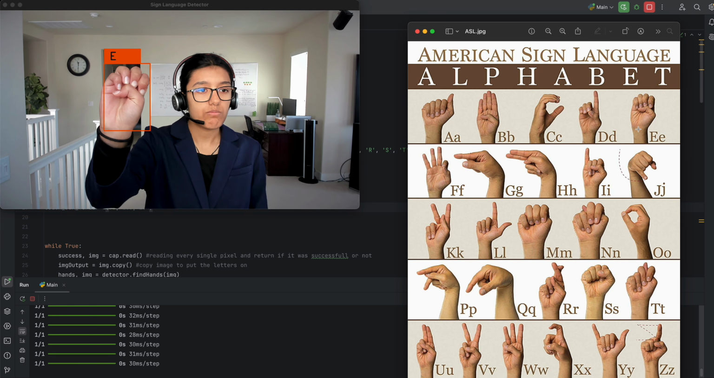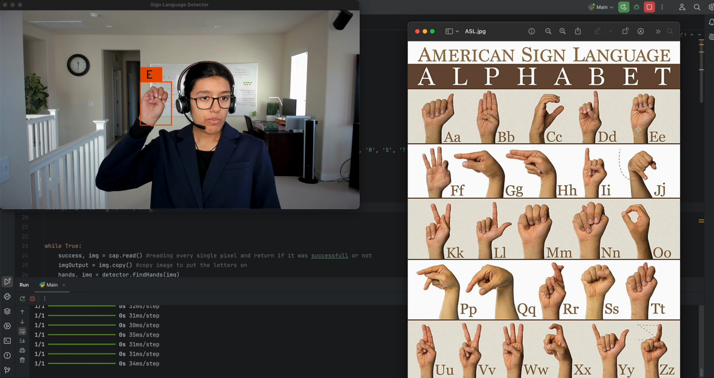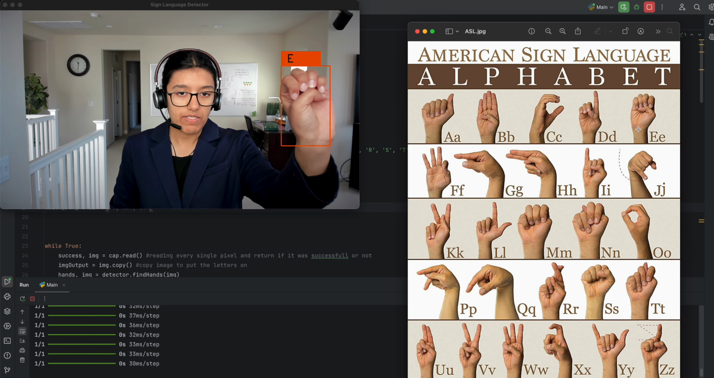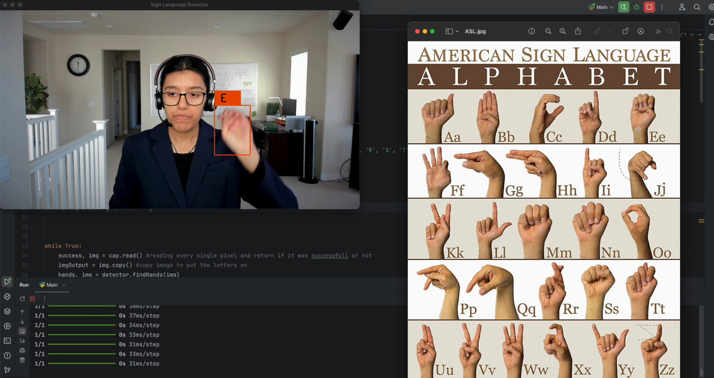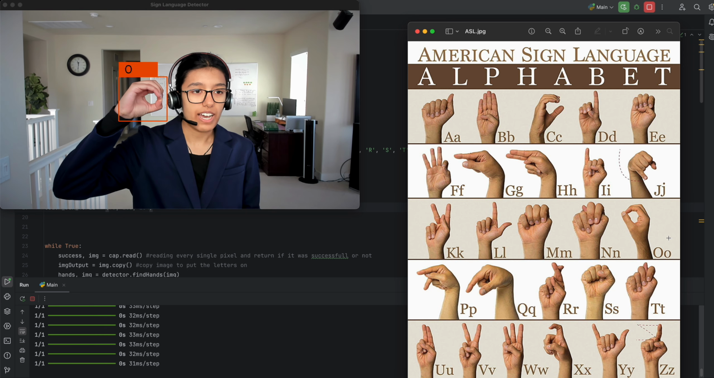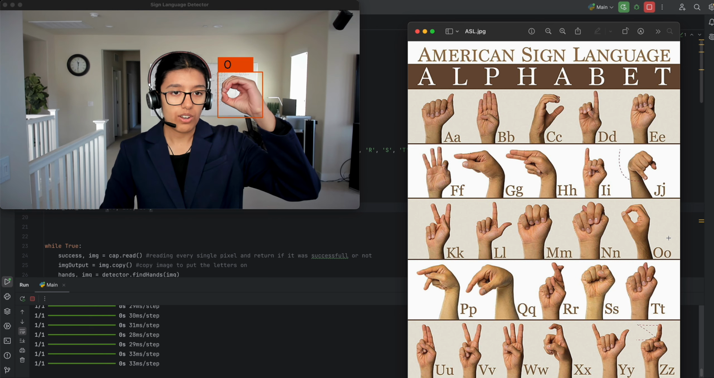Let's try E. E is going to be first row and then fifth column, I believe. So we have E, once again, no matter how close, no matter how far I get. And once again, we have E with my left hand, close and then far. We can also try a few more. We can try O, and O is pretty self-explanatory. So we have O is this, and O is this.